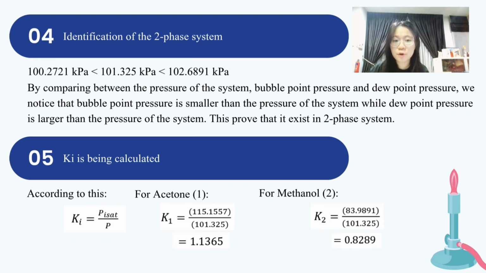And for step 5, we need to evaluate the equilibrium distribution coefficients Ki for both species using Raoult's law, which is Ki equals Pi saturated over total pressure. So for acetone, we get K1 equals 1.1365, and for methanol, we get K2 equals 0.8289.